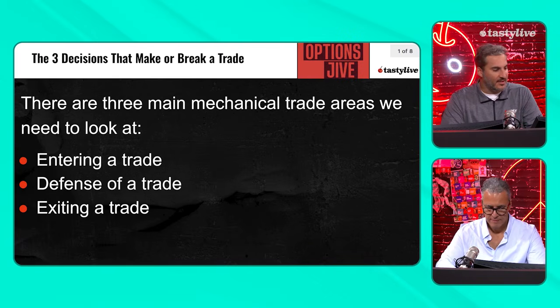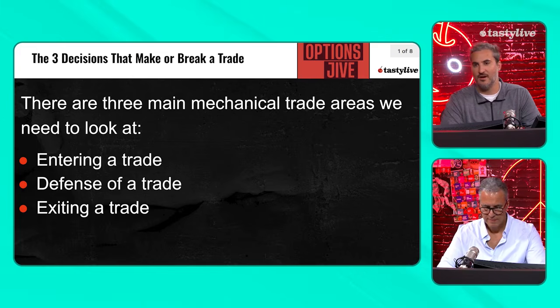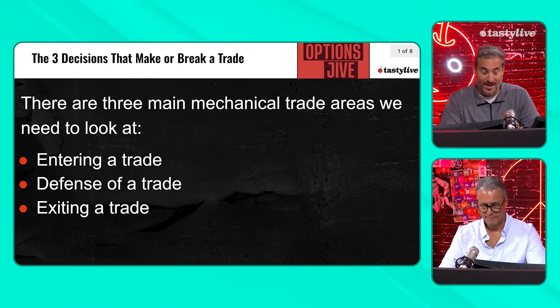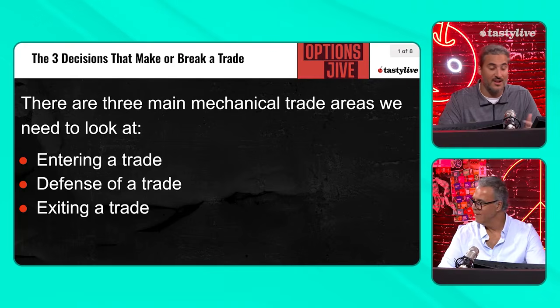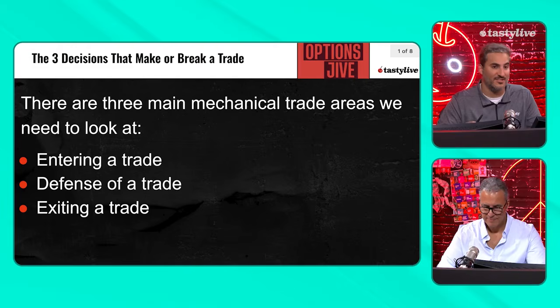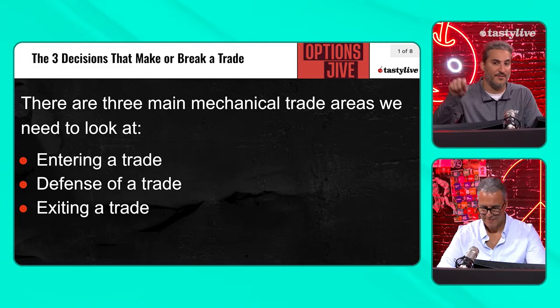So when we're taking a trade, there are three main mechanical trading areas we need to look at. We talk about entering the trade, we talk about defense of a trade, and we talk about exiting a trade. Those are the three main things that you can do. That's all you really can control: when you enter the position, what you're doing to defend the trade, and then when you exit. It's also probably the most powerful thing that a retail trader has, is that you have flexibility here. You can make this decision.